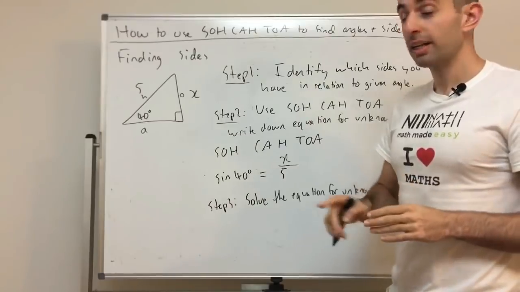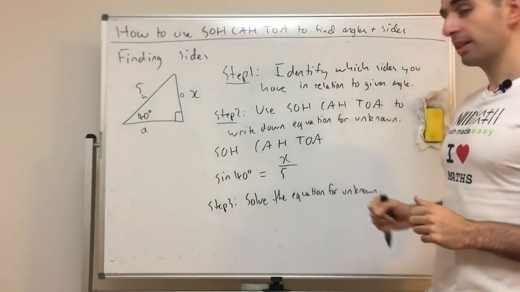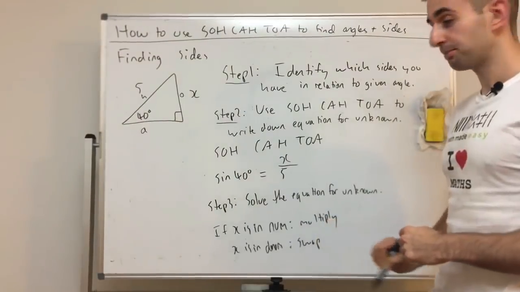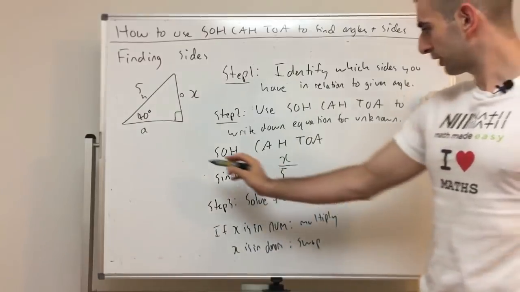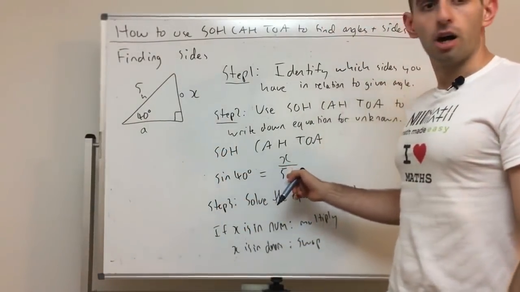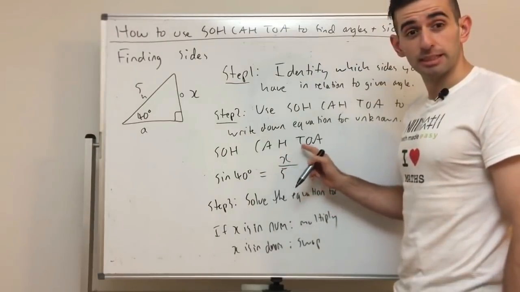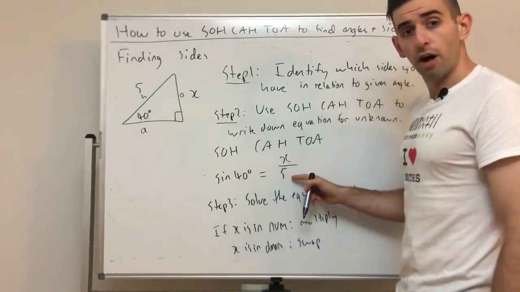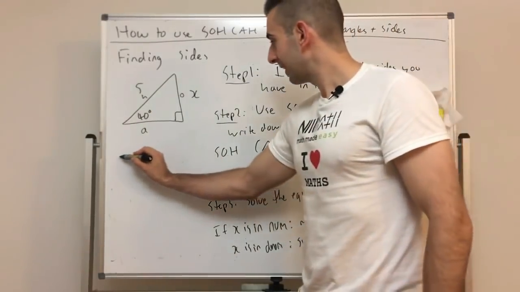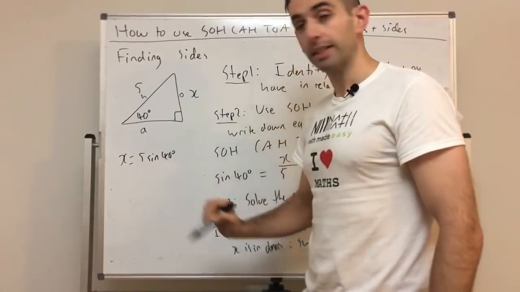Now there is a trick if x is in the denominator. I'll write down a simple trick here to show you what that means. All I have to do is multiply this number here, because we want to get x by itself, so I need to get rid of this number. Since it's dividing, we'll just times it over. So x equals 5 sine 40 degrees.